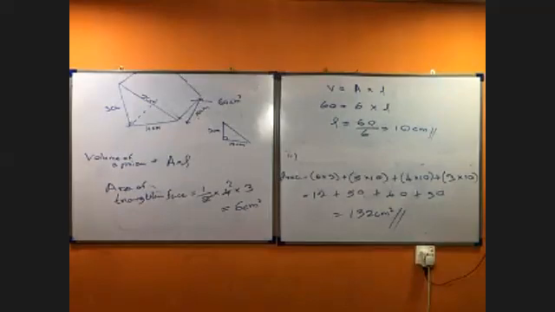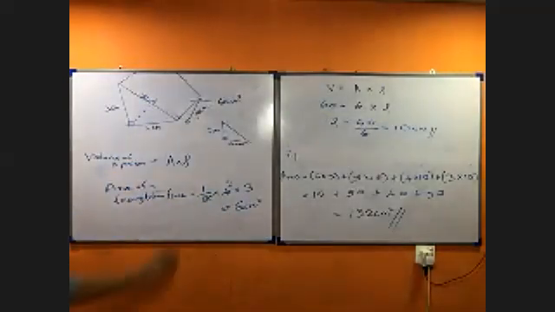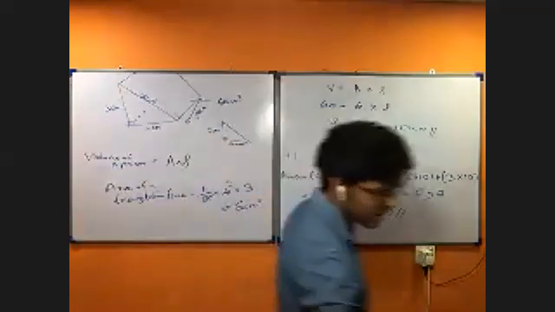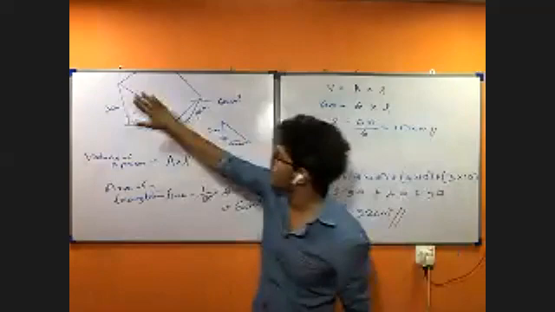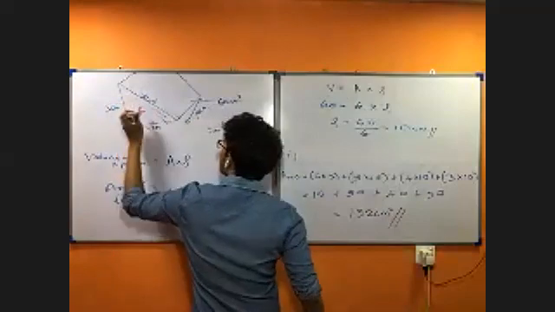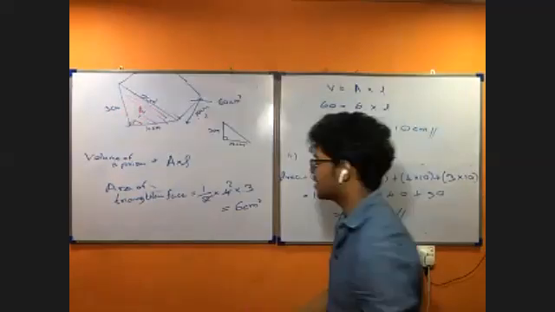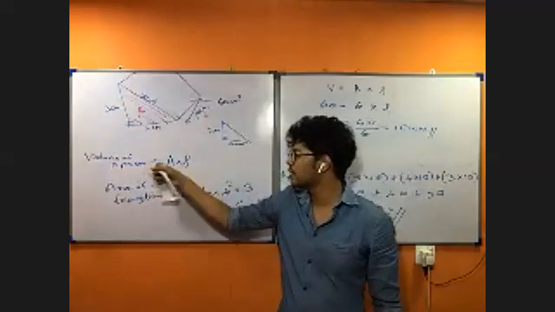First part, the volume of the prism. You know the volume of the prism is A times L, right? The area of the triangular face multiplied by the length. I told you, imagine it like this. You find the area of this side and multiply it with the length. So this is my formula: volume of the prism is equal to area multiplied by length.